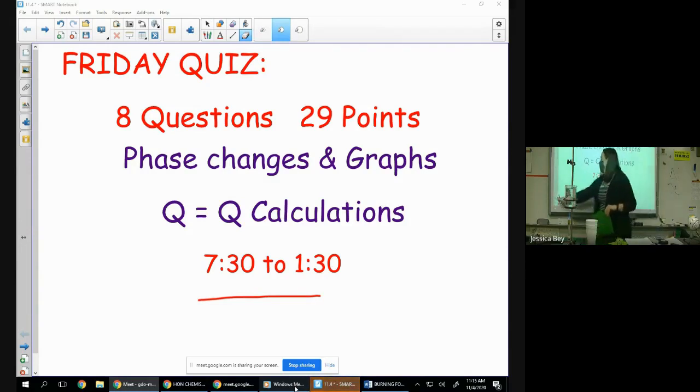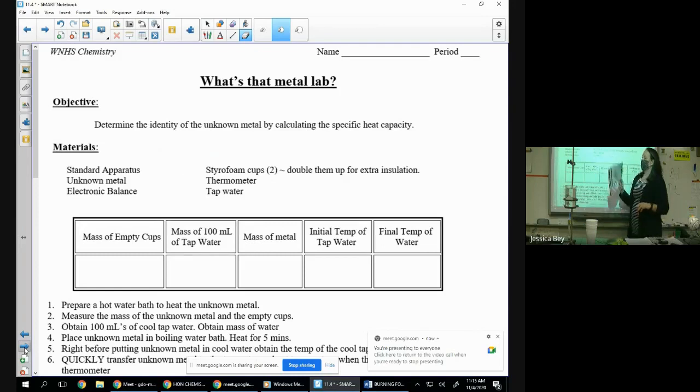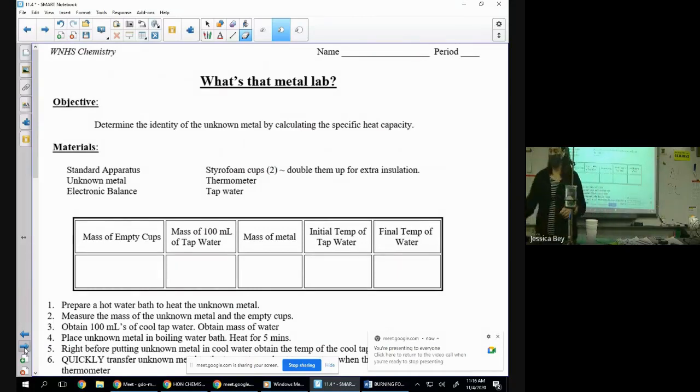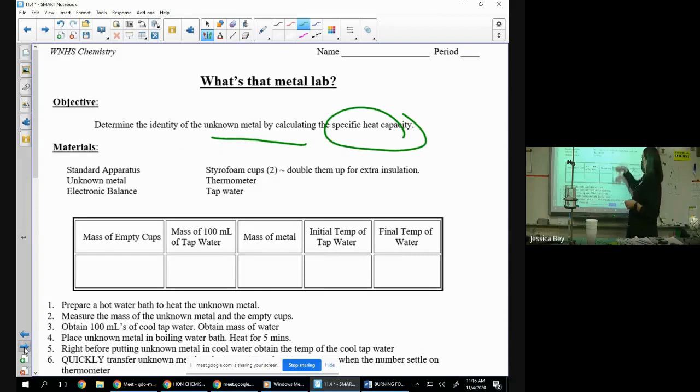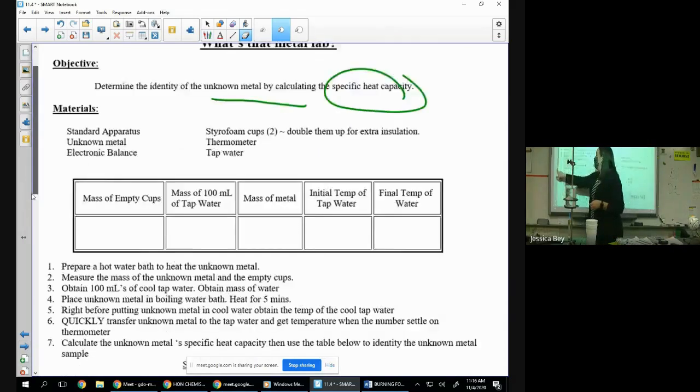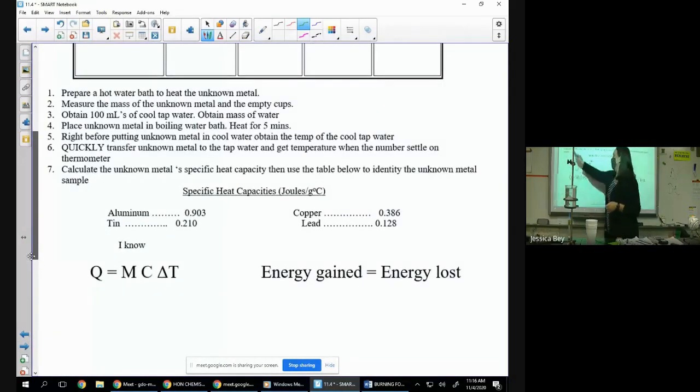Okay, so the first thing I want to do in your packet is I would like for you to find the What's That Metal lab. What is that metal? Perfect. And so what you see here is I have a piece of metal on a string. The main objective here today is to identify the unknown metal by calculating the specific heat capacity. So there are 4 options as to what this metal might be.